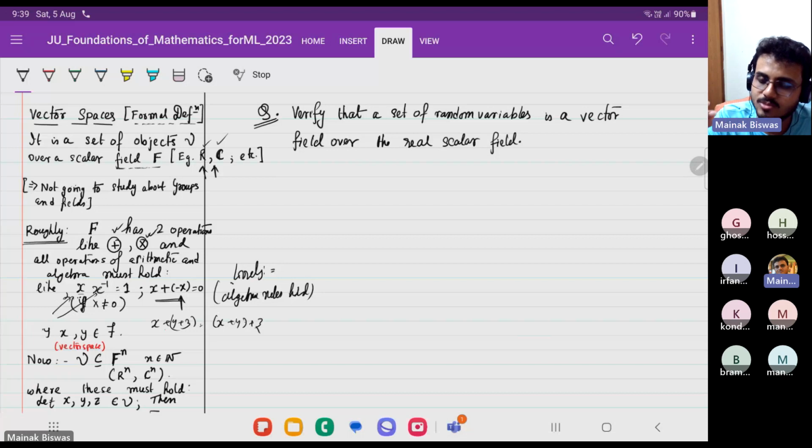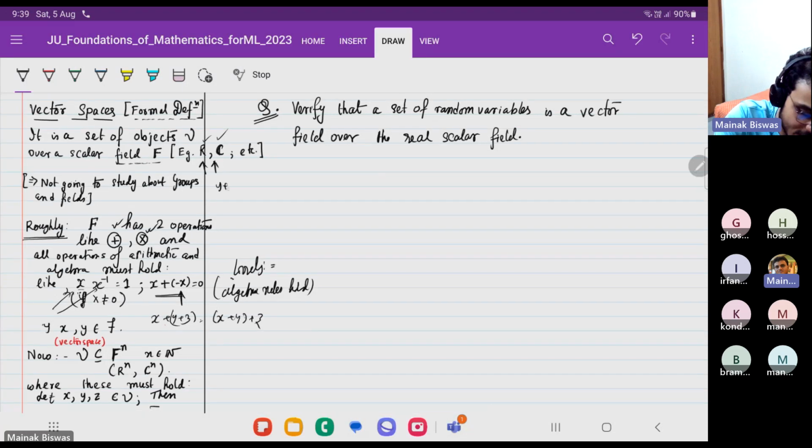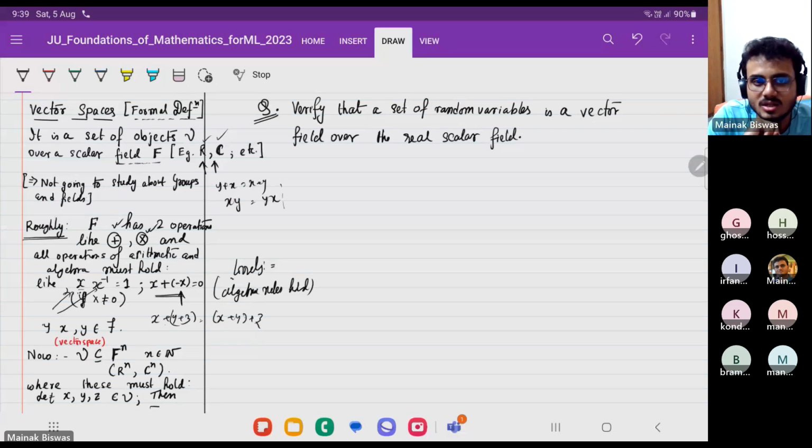Similarly, you have x plus y is also equal to y plus x, right? For these two, y plus x is equal to x plus y. Similarly, xy is equal to yx, and so on. So it is defined on these fields.